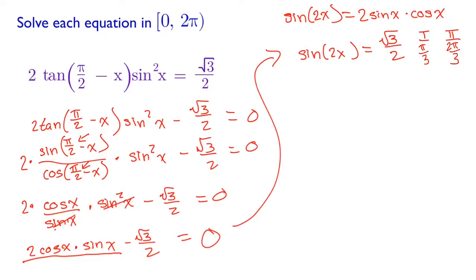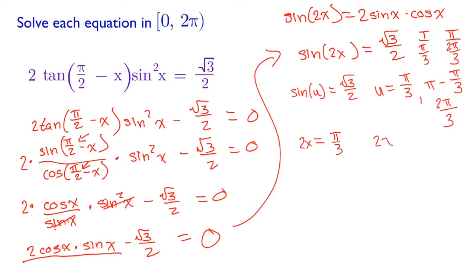So that's like saying sine of u is equal to the square root of 3 over 2. And so we would get u is equal to pi over 3, which is what our calculator would give us. And then we subtract that from pi, so pi minus pi over 3, and that's where we get the 2 pi over 3. Just to remind you guys where those come from. So now what we do is we set 2x equal to both of these. Pi over 3 and 2x is equal to 2 pi over 3.